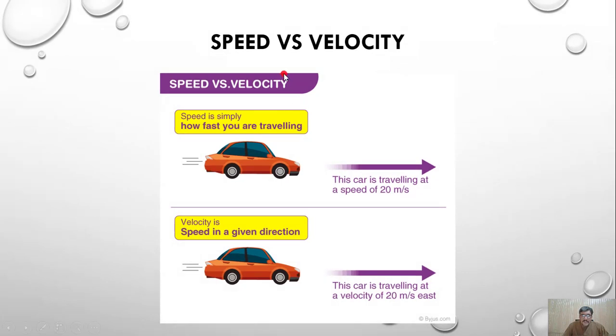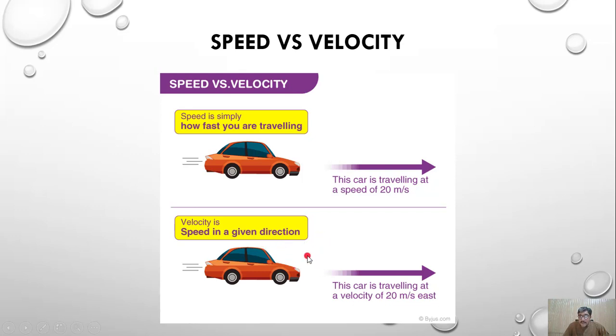So here you can see speed versus velocity. When we go for velocity, before that we have to think about what the difference between speed and velocity is. Speed is simply how fast you are traveling. In this, we are not going to consider in which direction we are moving. So see here, this car is traveling at a speed of 20 meters per second. But velocity is speed in a given direction, that is, how fast we are going in one direction. Suppose this car is traveling at a velocity of 20 meters per second east.